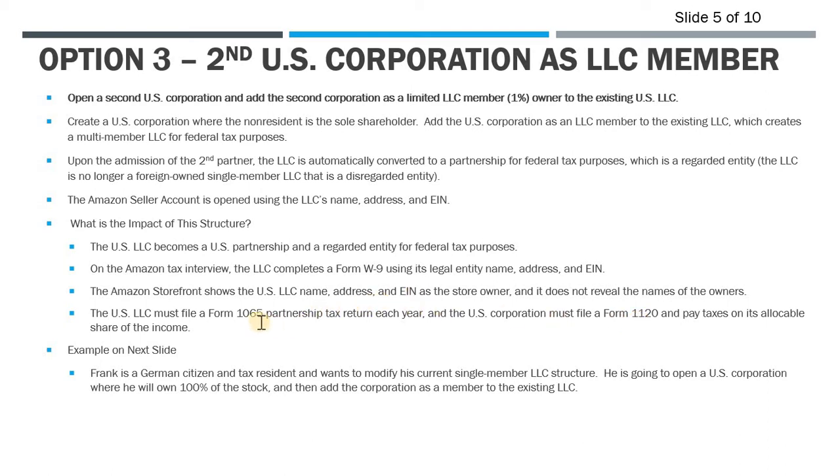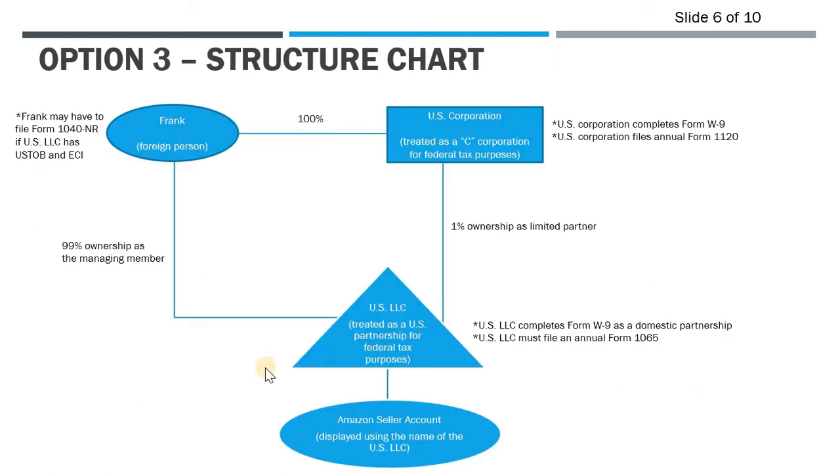So in the example structure on the next slide, we have Frank as a German citizen and tax resident, and he has an existing single-member LLC in the U.S., but he wants to implement this structure. So how does he do it? Let's look at the structure chart on the next slide.